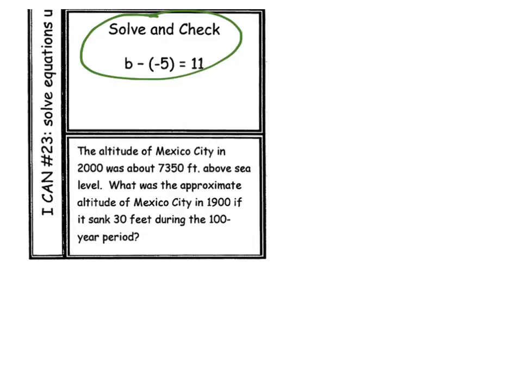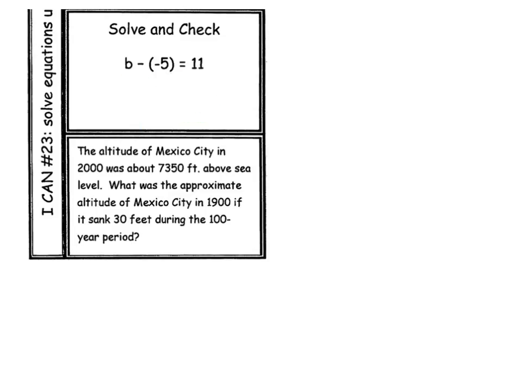You paused, right? Okay. So, there's two ways of looking at this. I'm going to show you one way and then I'm going to show you the other way. One way of looking at this is to rewrite the problem. If I'm subtracting a negative, I can add the opposite. So now I just have b plus 5 equals 11. Subtract 5 from both sides, I get b equals 6.